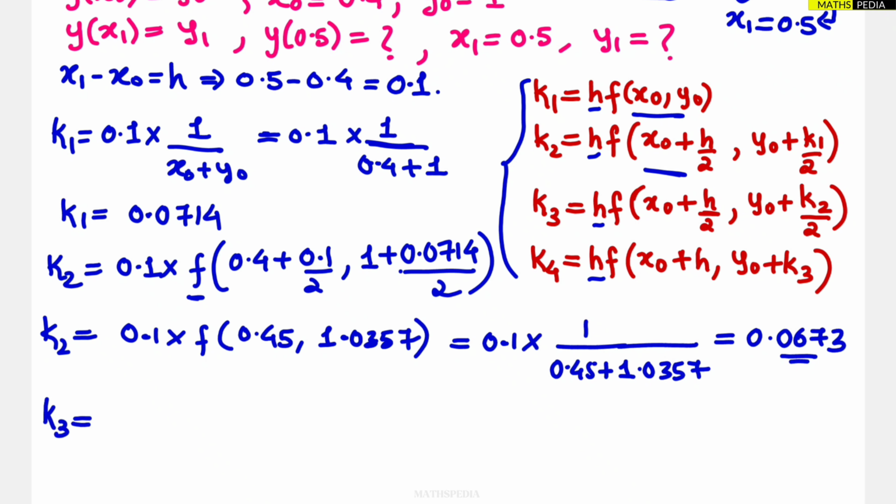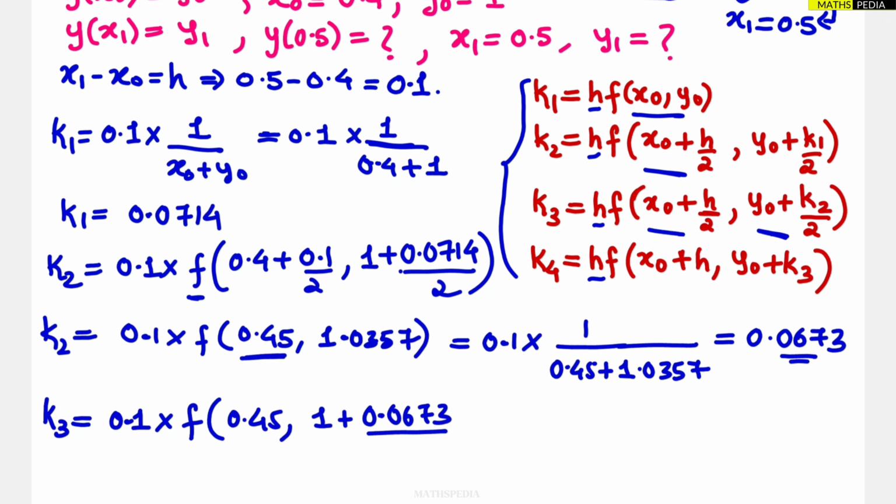Again the same thing, same procedure we have to follow. 0.1 into function of, now x naught plus h by 2, same thing. So it will be the same, so I can directly write 0.45, comma. Now here it will change: y naught plus k2, that is 1 plus the k2 value, the previous value 0.0673, divided by 2. That means this part will remain the same in all the cases, but in k4 it will change. Only in k2 and k3 it is the same. Okay, so be careful with that thing.